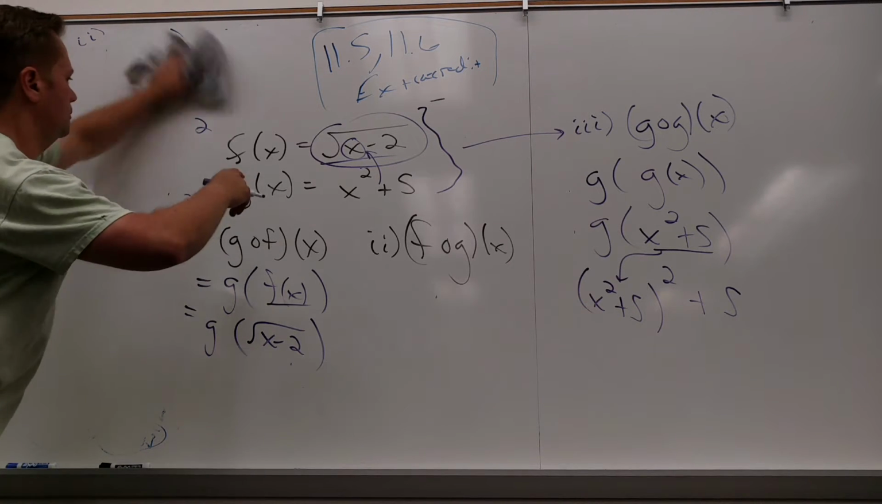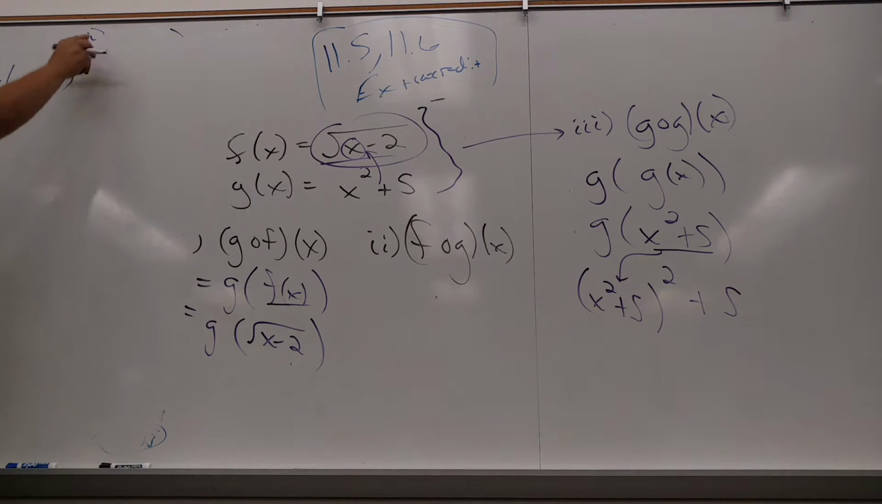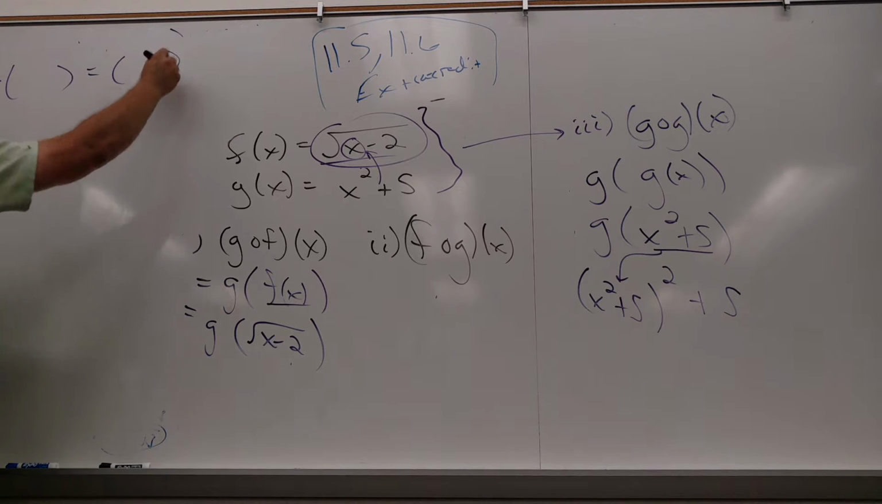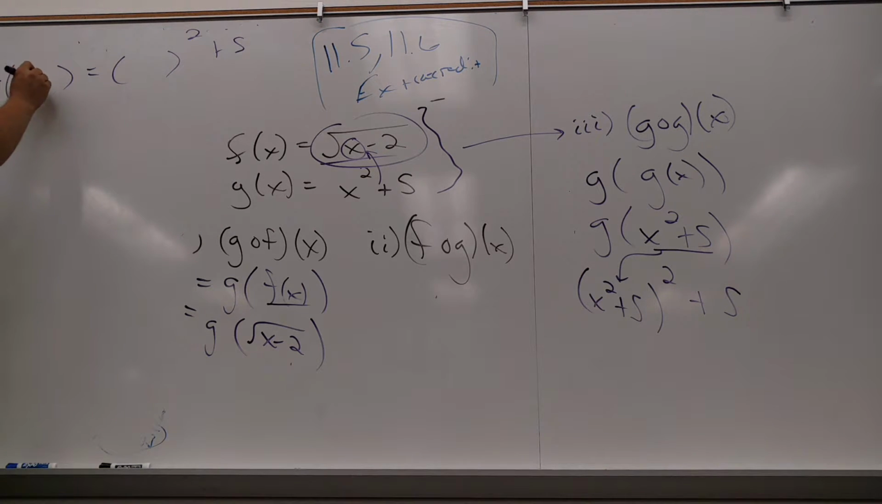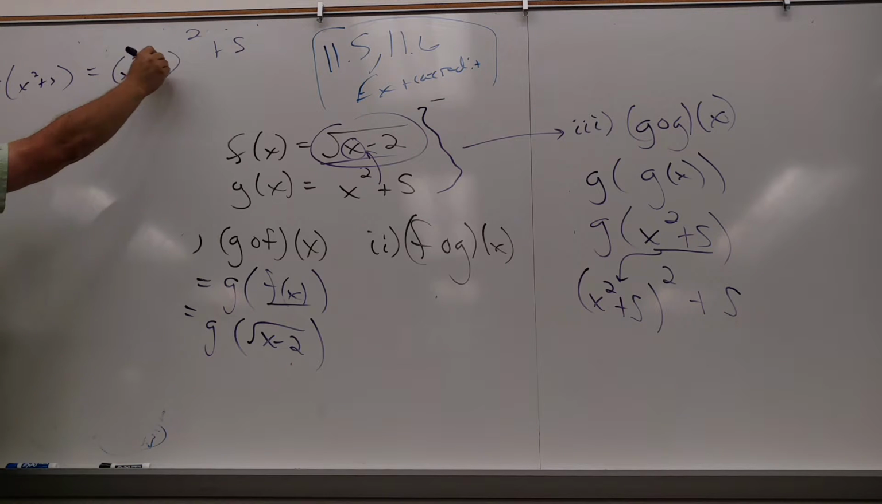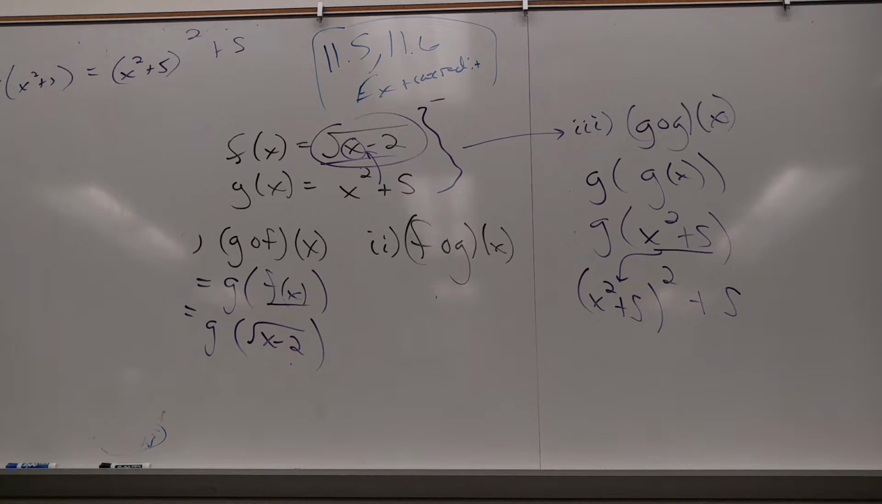So for these problems, G of anything is that thing squared plus 5, right? So G of x squared plus 5 is going to be that thing squared plus 5. That's one. What does G do to anything? It takes that thing, squares it, and adds 5 to it. That's what it does. So what's it going to do to itself? It's going to square itself and then add 5 to it.